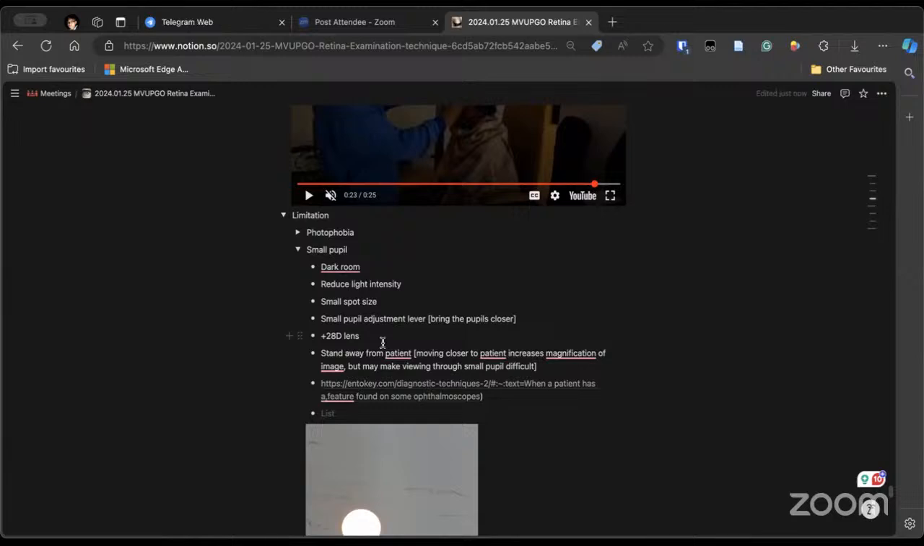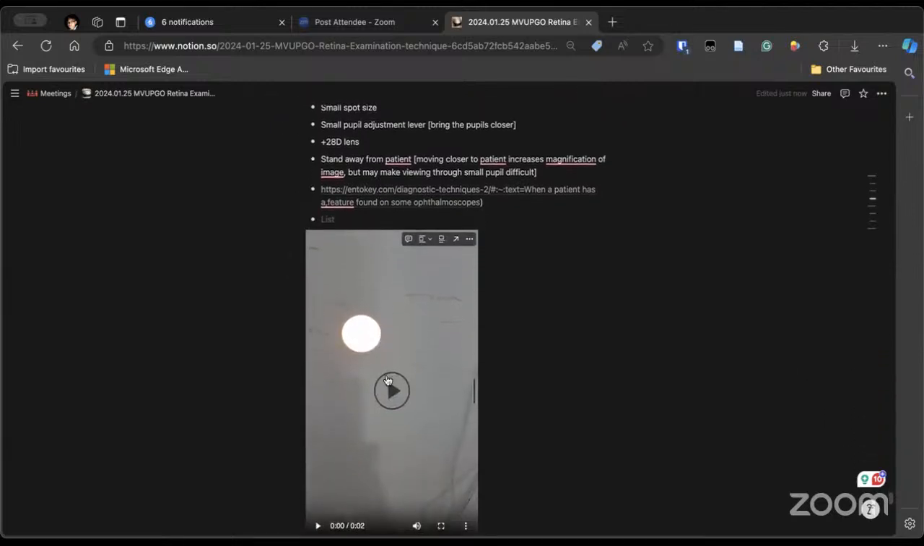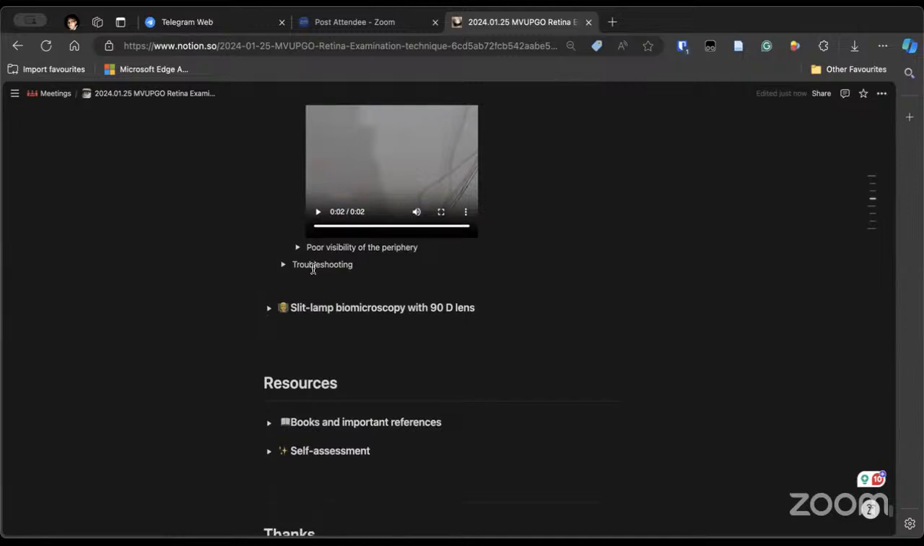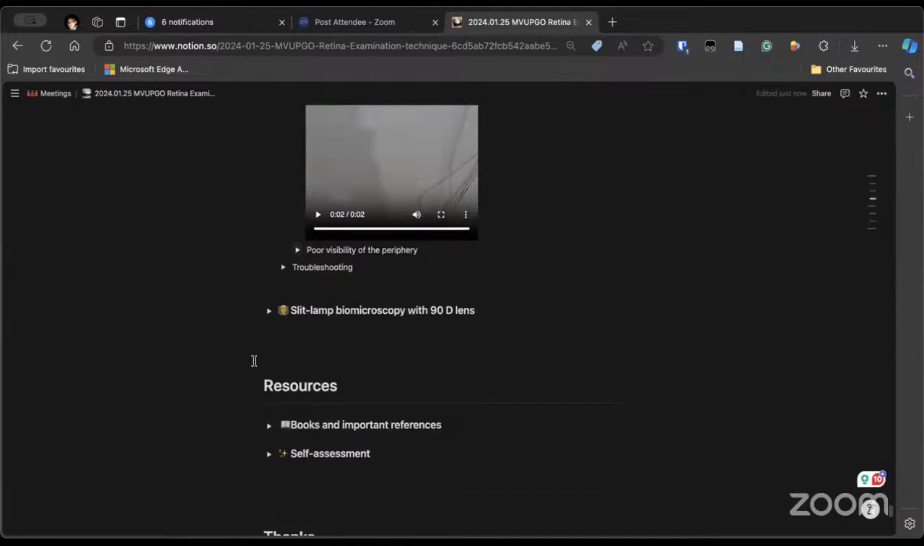You can move your head away from the patient. Though moving closer to the patient increases the magnification, it makes viewing through a small pupil difficult. So this is the small pupil through which you can see. So I am not able to see the periphery. What should I do for improving the visibility of the periphery? What are the mechanisms through which we can be helped?